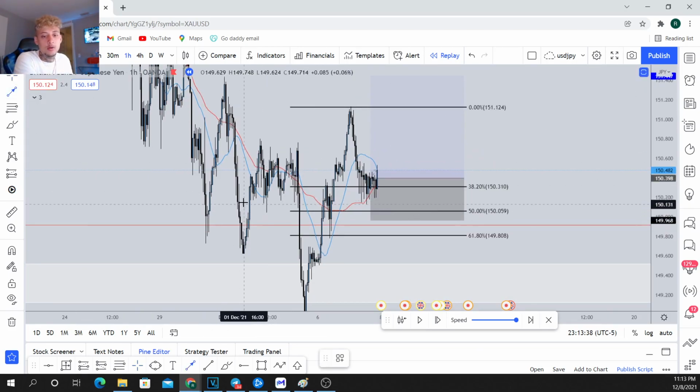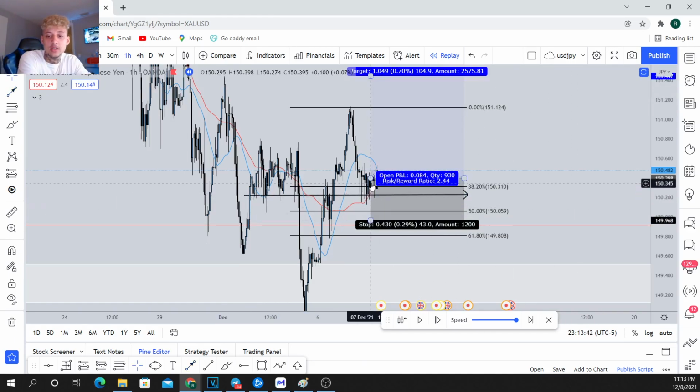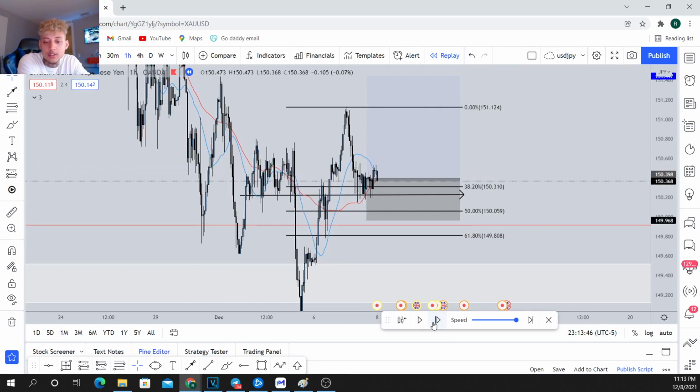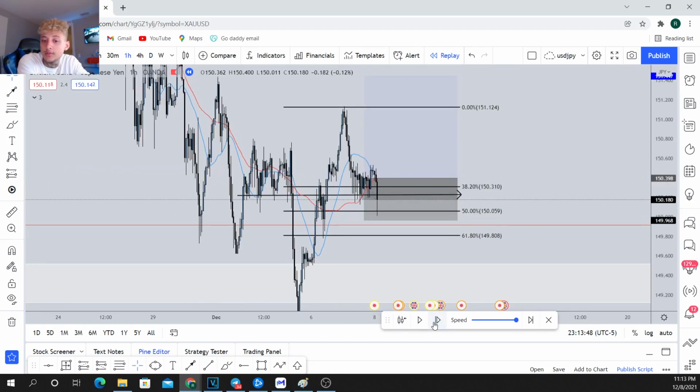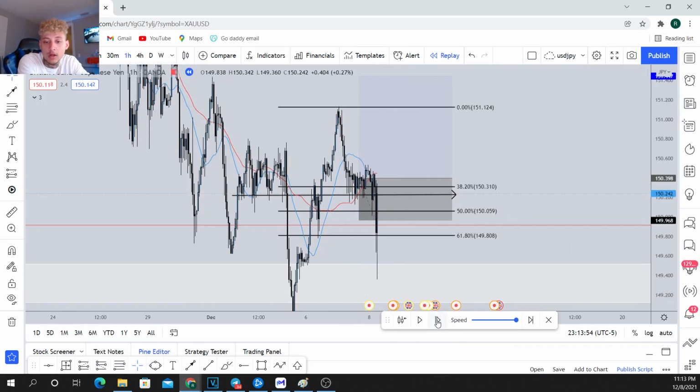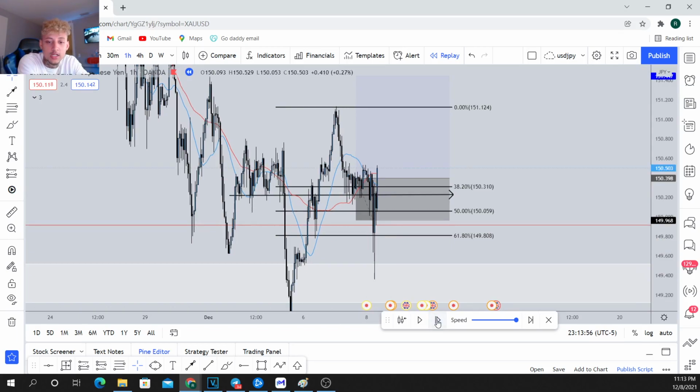But notice how I'm going to draw this black line. There's support all throughout here. So I'm placing my stop loss under support and under the 50%. But sometimes there's going to be big stop hunts, and that's exactly what happened here. This was a very big stop hunt. Price came down, grabbed liquidity, and immediately rejected.